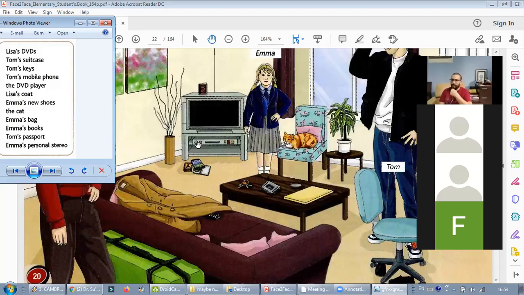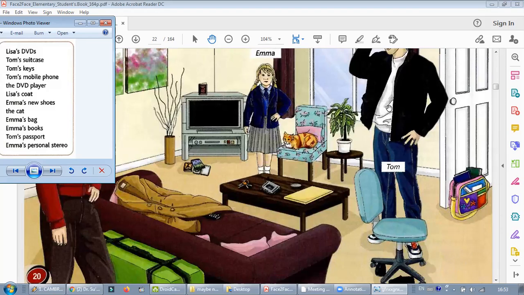All right. What about Emma's bag, Besma? Where's Emma's bag? Can you see Emma's bag? Emma's bag is by the door. It's by the door. Can we say behind the door, or only by the door? What do you think? I think both are okay, right? Because the door is opened. Correct. By the door or behind the door. I agree. I think you can use both.